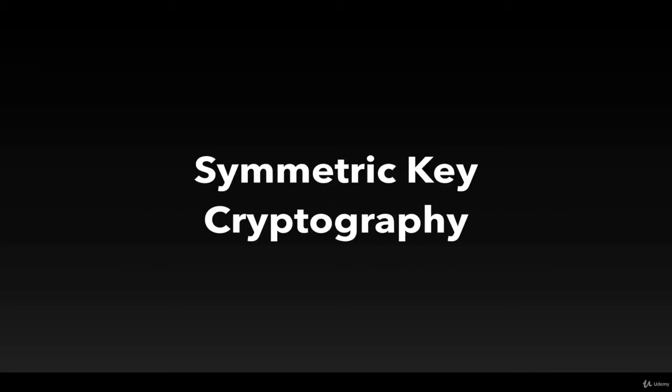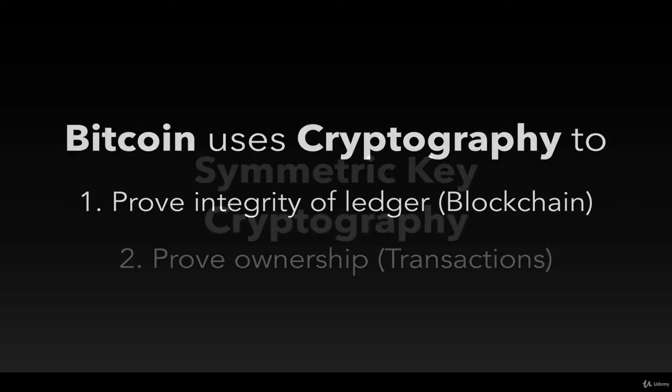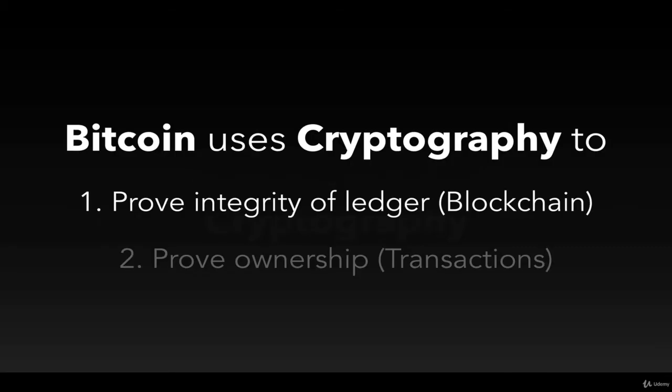Hey, welcome back. So we've spent a lot of time so far talking about how Bitcoin uses cryptography to prove the integrity of the ledger. We've talked about the blockchain, we talked about fingerprinting, SHA-256, all of that stuff basically has been around this first point here, proving the integrity of the ledger.